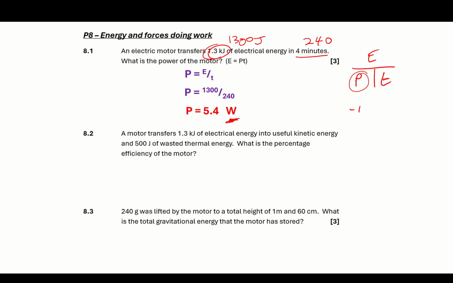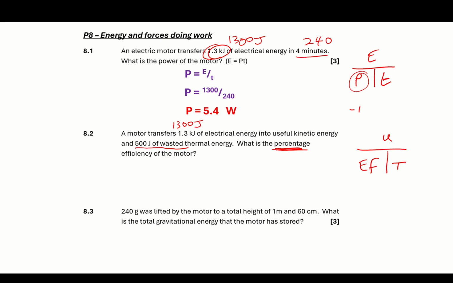Okay, so the next one now, a motor transfers 1.3 kilojoules. Again, times that by 1,000, 1,300 joules, into useful kinetic energy and 500 of wasted. So we're going to need efficiency, useful over total. The important part is it asks for the percentage efficiency, so at the end, we're going to have to times it by 100.